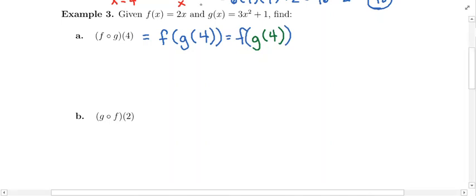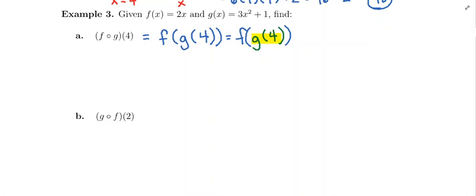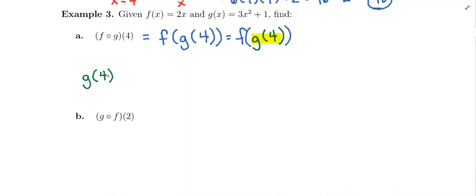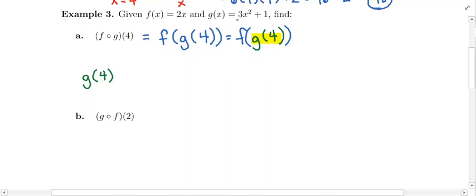That's the g of 4. I'm going to start here, so ignore the f for right now. I'm going to go out to the side. If you just had g of 4, that means go to the function g and plug in 4 for x. G of x is 3x squared plus 1.